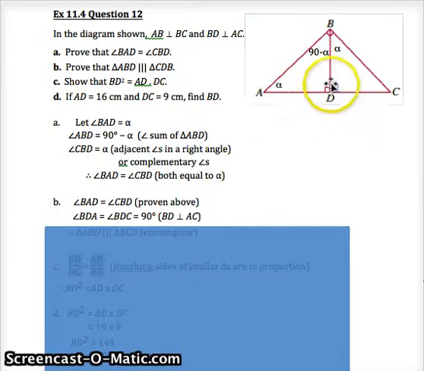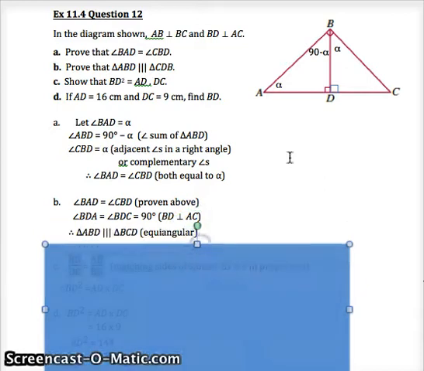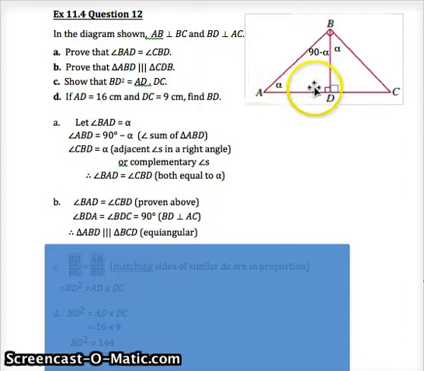So we can see that we've got 2 angles in both of these triangles that are the same. So therefore we can say that triangle ABD is similar to triangle BCD because all the angles are equal. Now remember, we only need to prove that 2 of the angles are equal. So we've got alpha and right angle and alpha and right angle in the other triangle. So naturally the third angles will be the same. So therefore they're similar by equiangular.